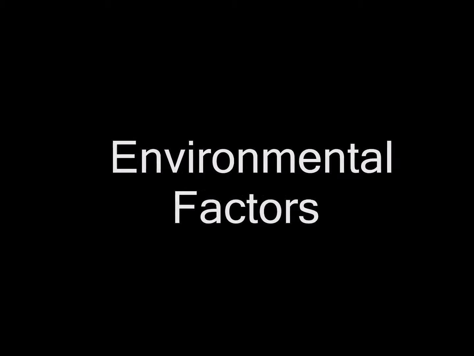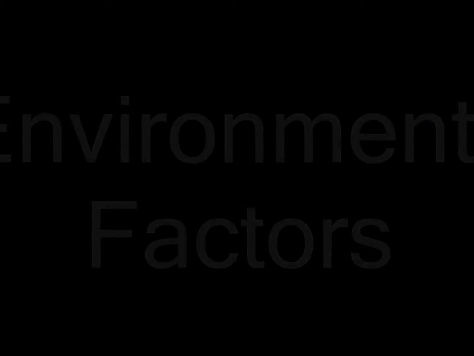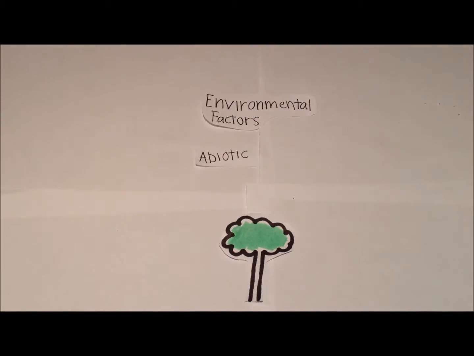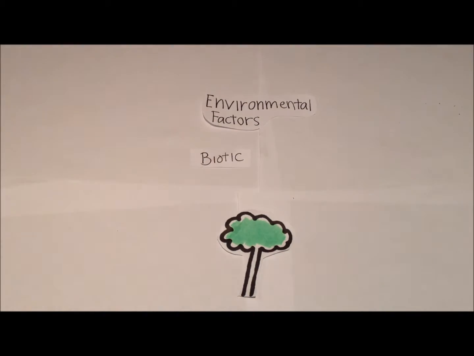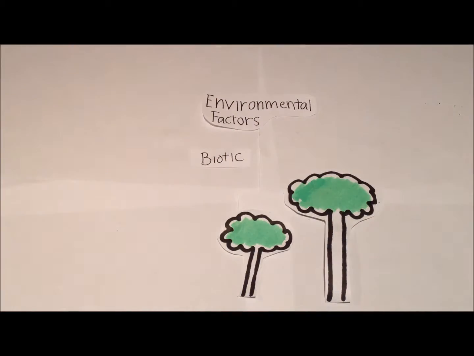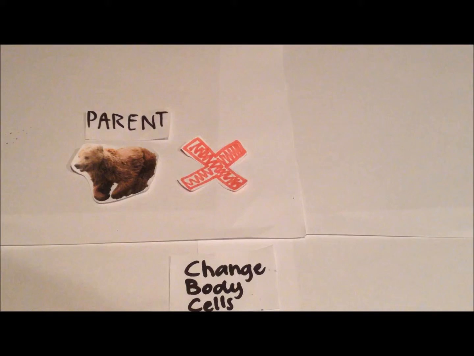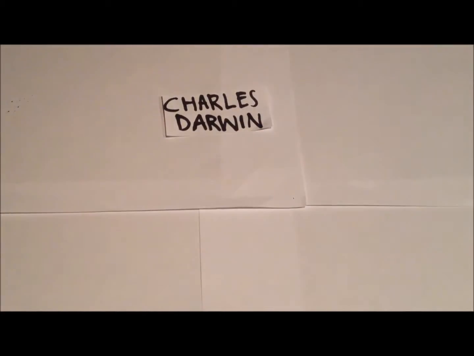Environmental factors are what influences the growth of organisms. Environmental factors can be abiotic or biotic. Take plants for example. Abiotic means the resources that the plant uses to survive, such as water, the sunlight, and soil. Biotic means things like predators or competition and food supply. Environmental factors affect and change the body cells. This type of variation does not get passed on to the offspring because only the sex cells are passed on.